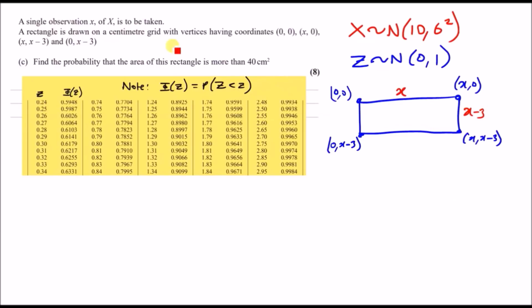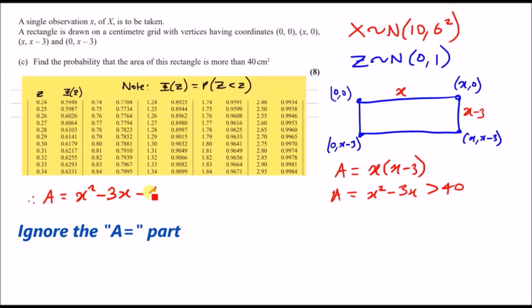Okay, not bad. So part C, find the probability that the area of this rectangle is more than 40. So in other words, the area, which is base times height, so x times (x minus 3), which is x squared minus 3x, greater than 40. So before we even think about putting it into some kind of normal distribution form, let's think about this. We've got a quadratic equation and a constant, so what I would do is move everything and make it equal to 0. So off the bat, we can say x squared minus 3x minus 40 is greater than 0. So we move it to the left.